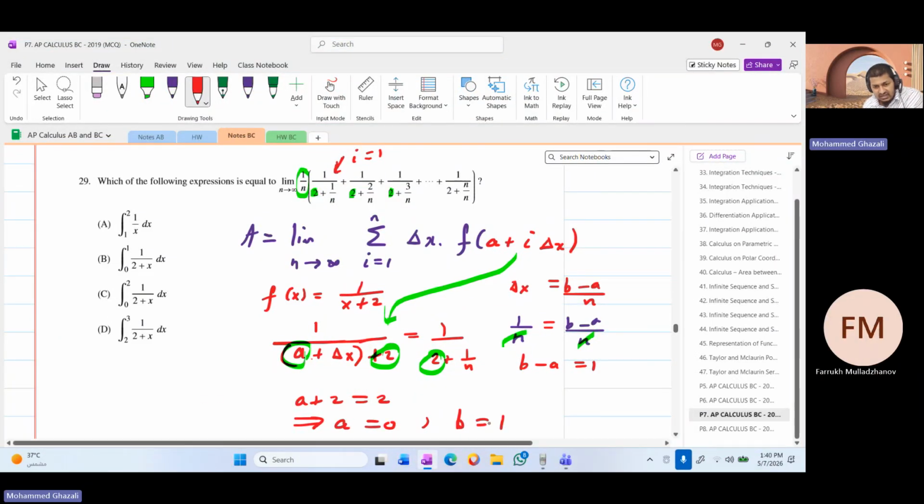Right, so the integral has to be between 0 and 1, and the function is 1 over 2 plus x. That's a 1. Are we good? Just a second. Let me see.